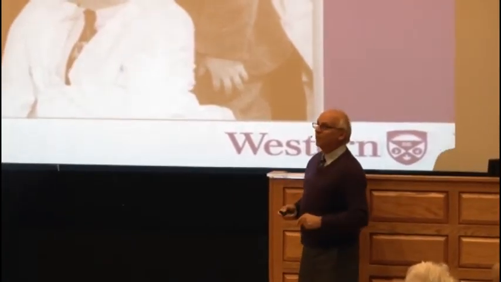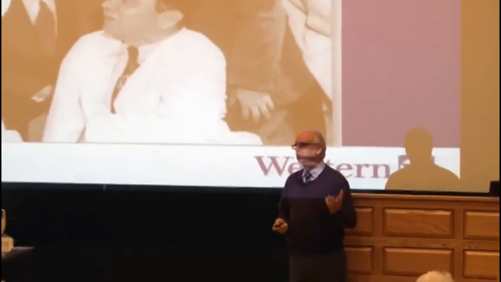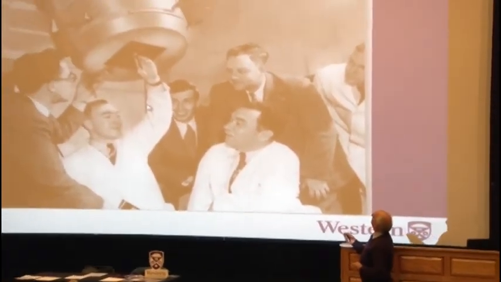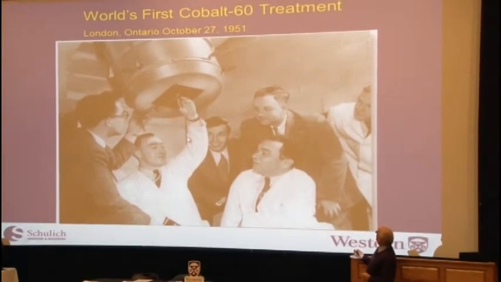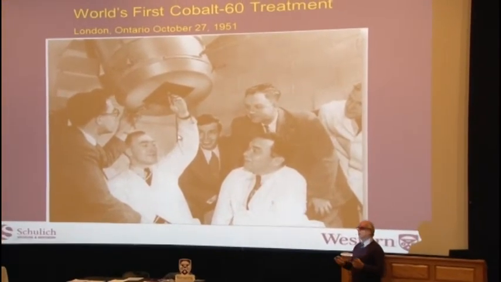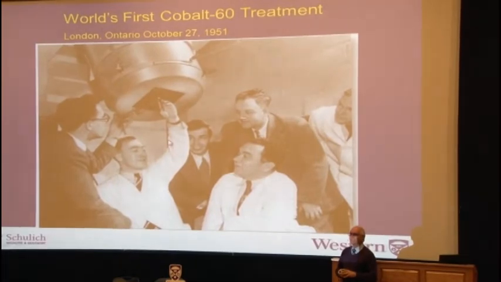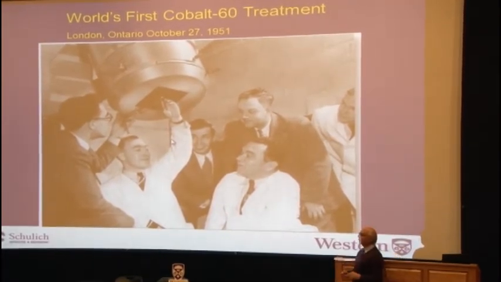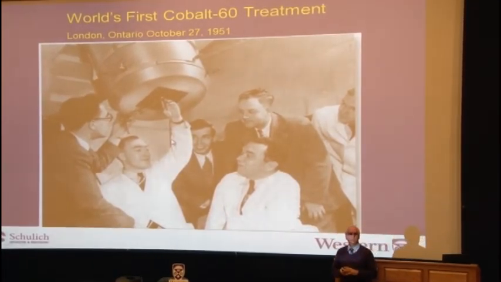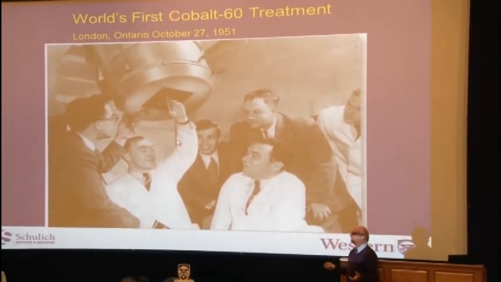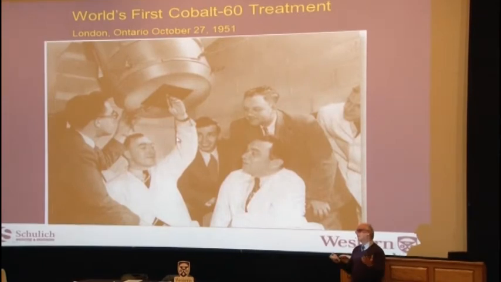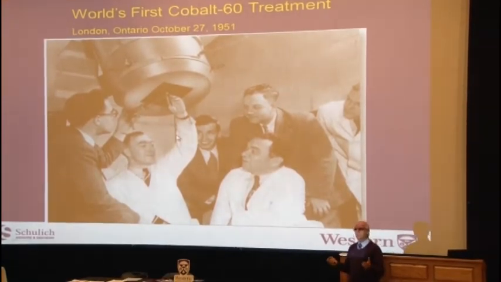So, a little bit of bragging here. Bragging rights for London, Ontario. October 27, 1951. Ivan Smith, this gentleman, and Roy Arrington, this gentleman from Ottawa, from a company called Atomic Energy of Canada, developed the first cobalt so-called bomb. First cobalt treatment in the world took place in London at that time. And that has saved, I'm estimating, about 50 million lives worldwide since that time. Maybe 100 million, somewhere in that range.